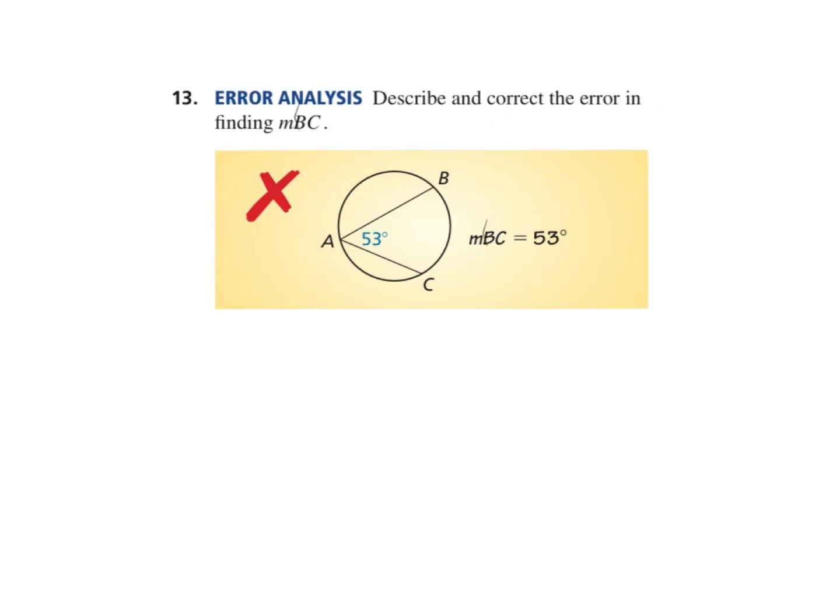What did they do wrong? They said the arc is the same as the inscribed angle, and it's not. It's double it. So the measure of arc BC should be 106 degrees.